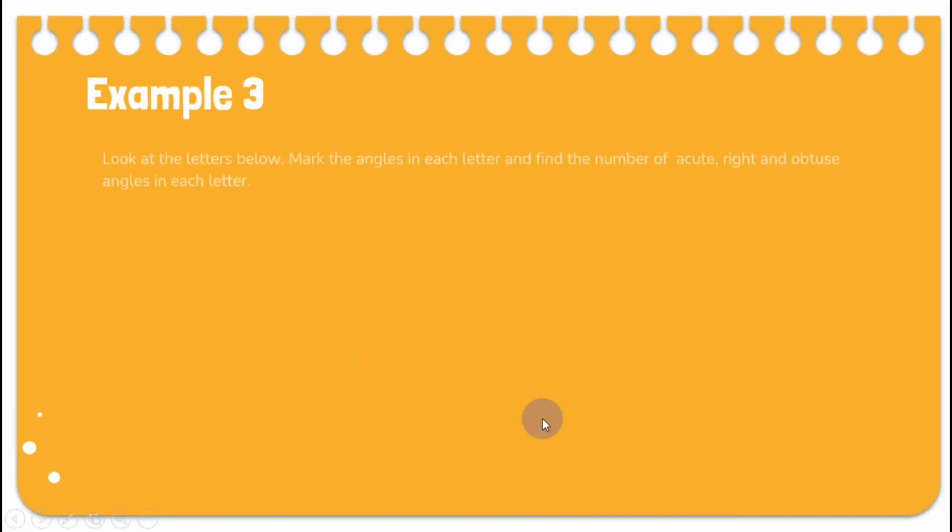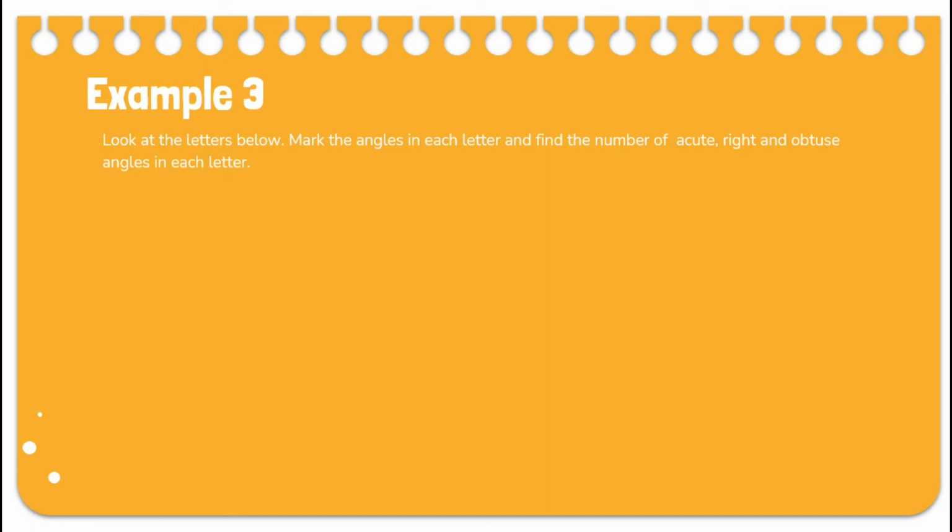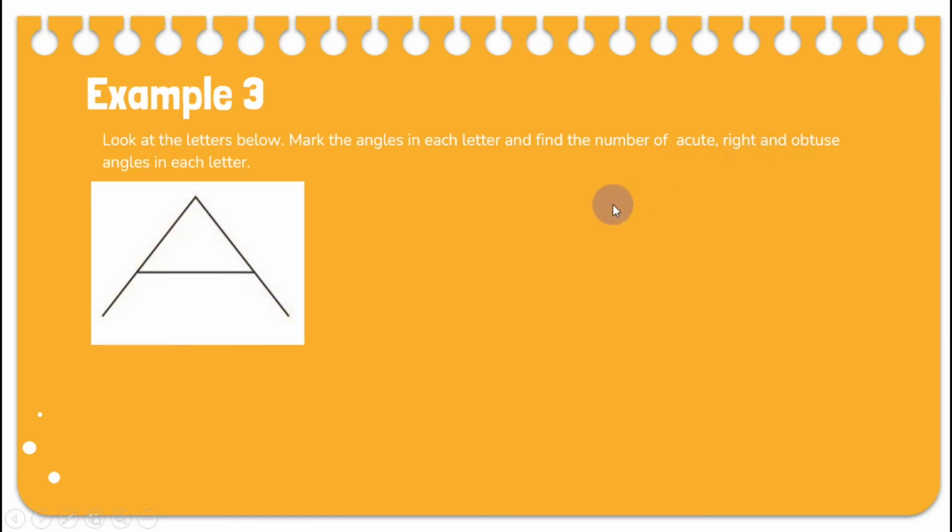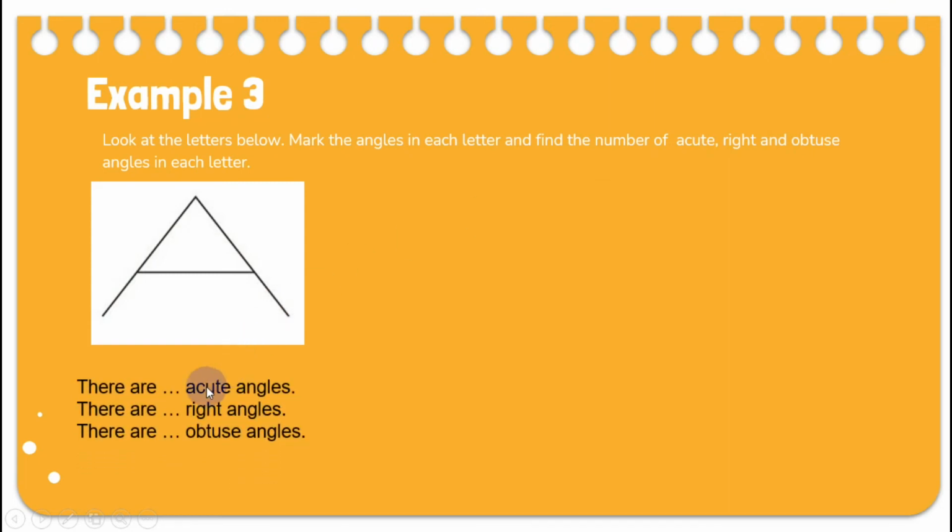Example 3. Look at the letters below. Mark the angles in each letter and find the number of acute, right, and obtuse angles in each letter. A. Can you find the number of acute angles, right angles, and obtuse angles?